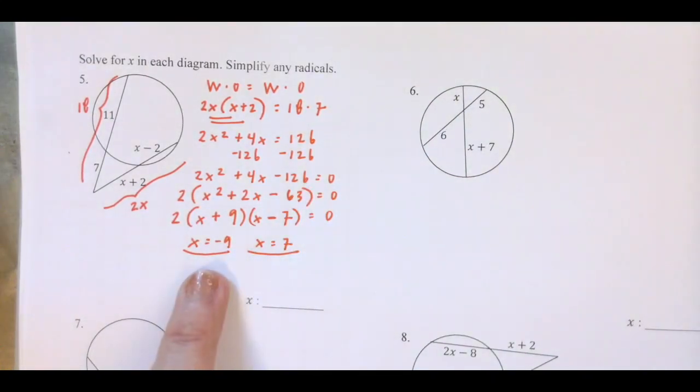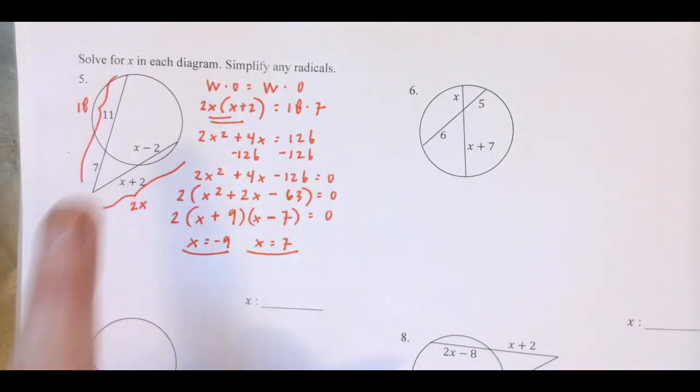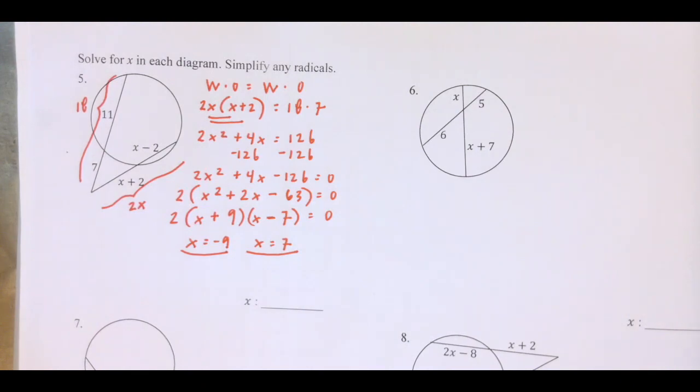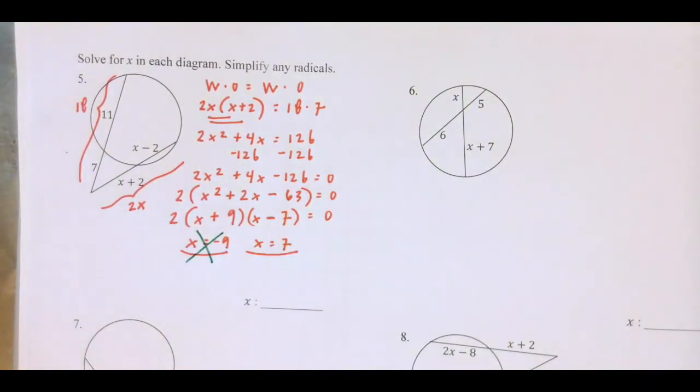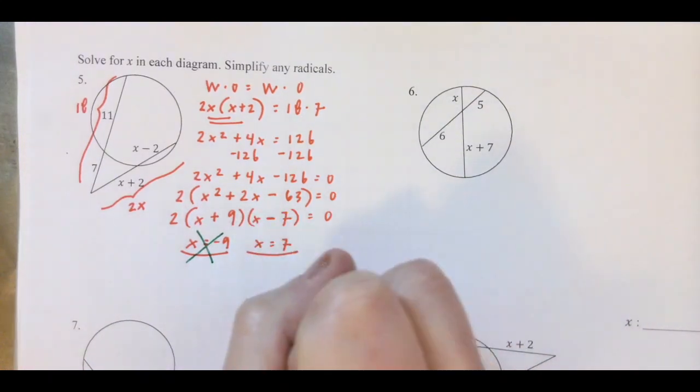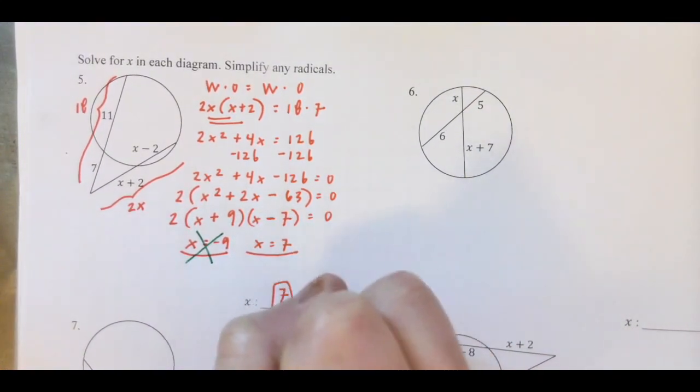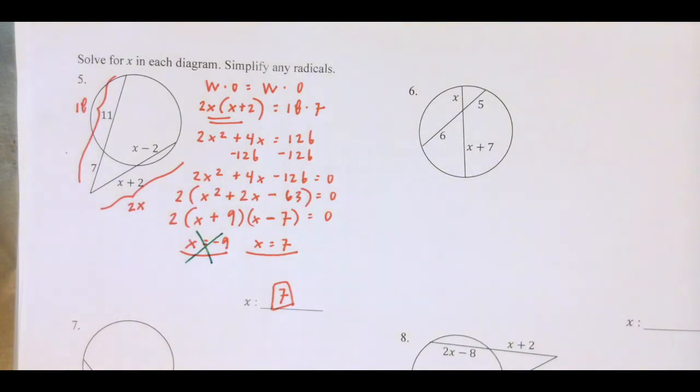But can x equal negative 9? If I plug it in here, it gets me something negative. So I know that that solution is out. It does not actually work in the context of our problem. So x equals 7 is the only solution that actually works.